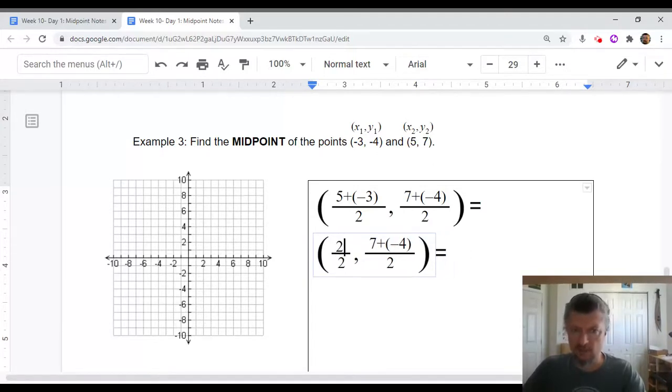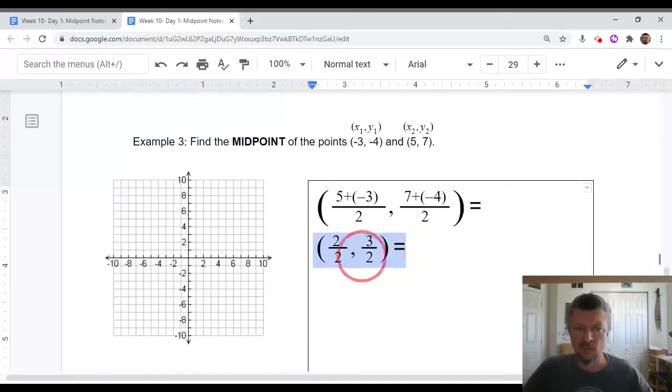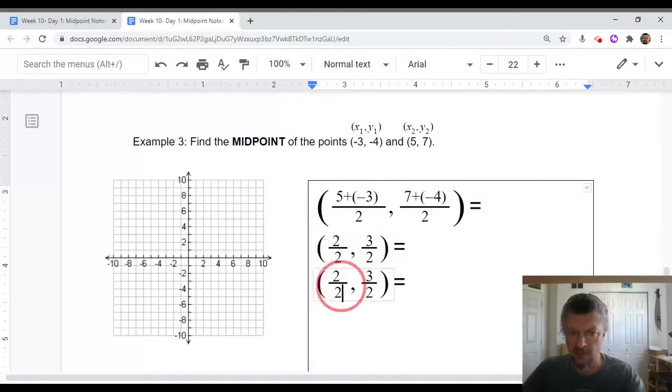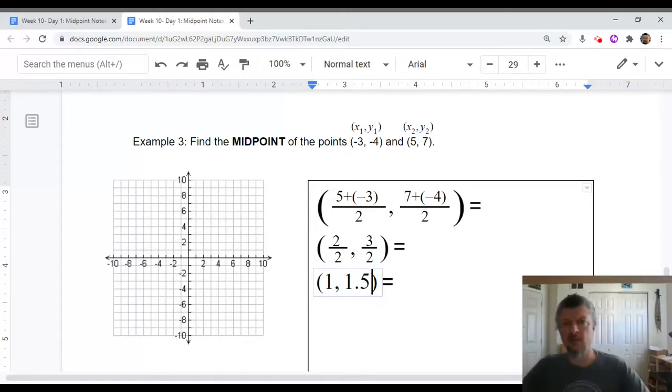That's going to give you 2. 7 plus negative 4, that's the same as 7 minus 4. It's going to give you 3. All right. And I'm going to take that down to a decimal. This one's not going to be a decimal because 2 divided by 2 is 1. But this one will be 3 divided by 2, 1.5. All right, I'm going to see if that works on the graph.